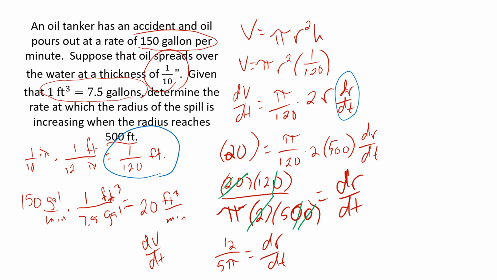A lot of times that's not a hugely useful answer, because what is 12 over 5 pi? Well, it's about 12 over 15, but that will simplify to about 0.76394 feet per minute.